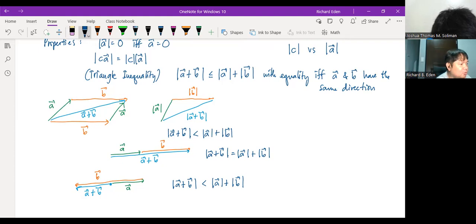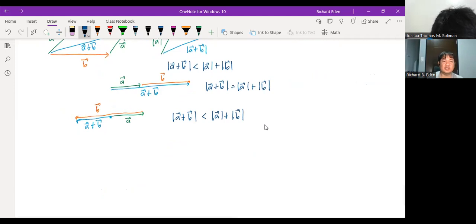Okay, let's talk about one other operation. And I think you already have some familiarity with this, the dot product. Have you, okay? When did you encounter the dot product? In physics. All right, in physics. So where is the dot product used in physics?